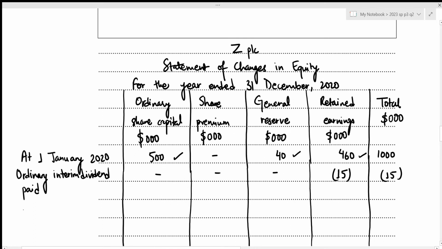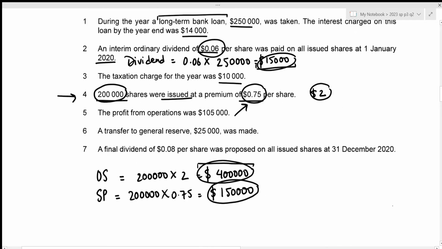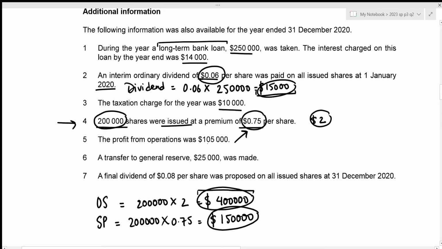We can write it as issue of shares. And we need to add 400,000 in our ordinary share capital and 150,000 in share premium. And general reserve and retained earnings columns will be unaffected. So the total is just going to be 400 plus 150, which results in 550. All right. Then profit from operations was 105,000. Remember that we do not include our profit from operations, but we do include the profit for the year in the retained earnings column, right?